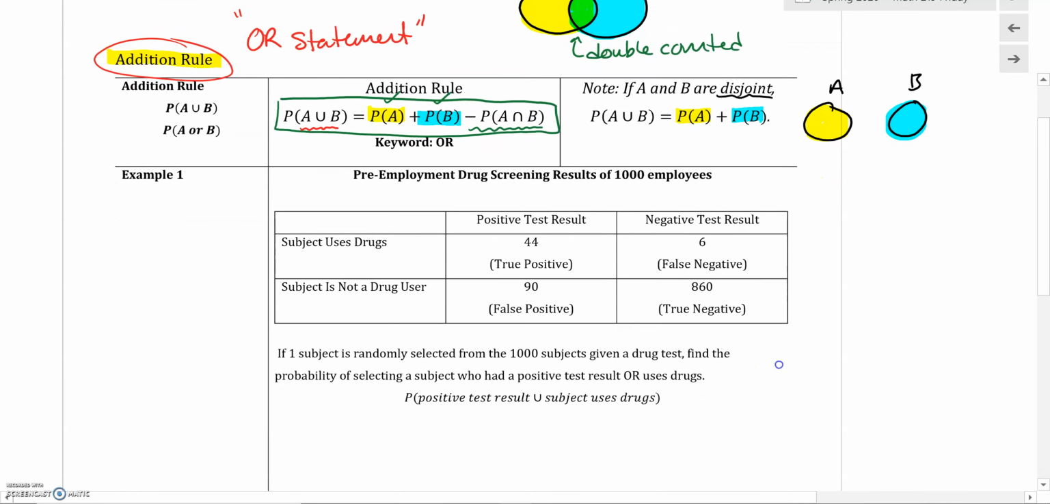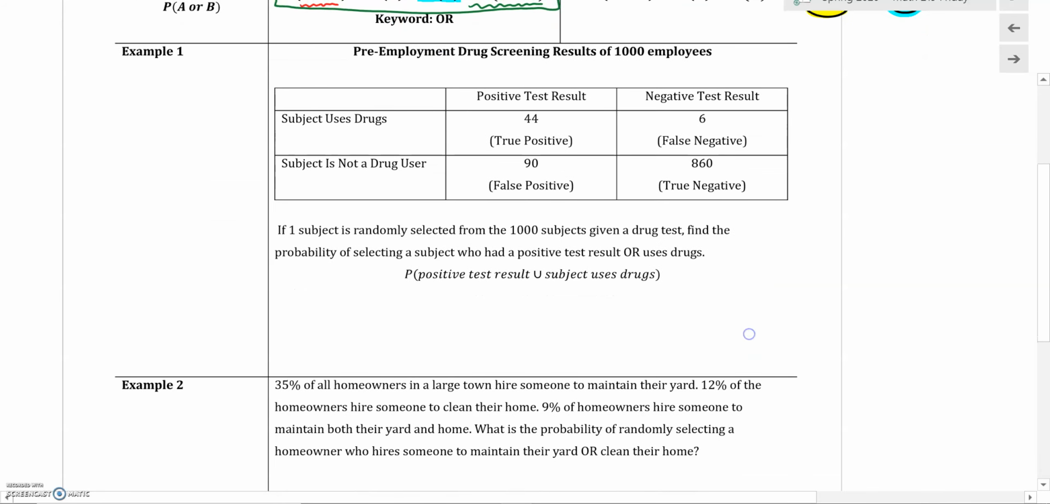So let's take a look at this example here. This is known as a two-way contingency table. It's sort of like a Venn diagram, except in a table format. It's basically laying out our data and categorizing it for us. So we've got pre-employment drug screening results of 1,000 employees. They gave a drug test to 1,000 employees, and here's what they got.